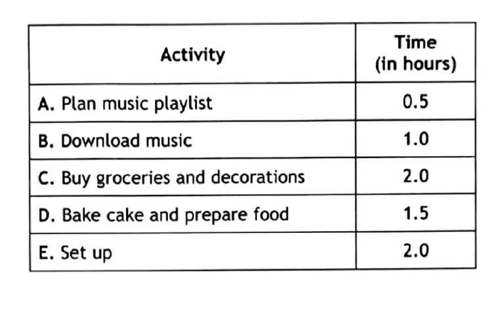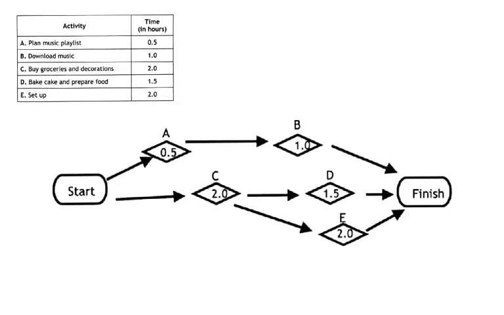Again, here's the information we're looking at. And here's the activity graph. From the start, we're going to take the activities we have to do first. So we have to first plan the music playlists. And then second, we have to go grocery shopping. We have to do those two things first before we do anything else.